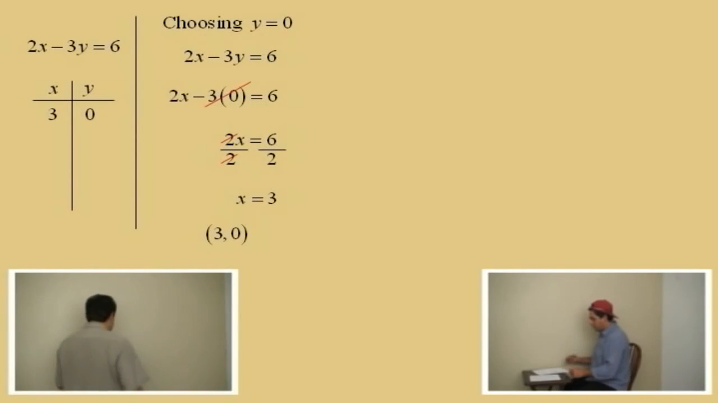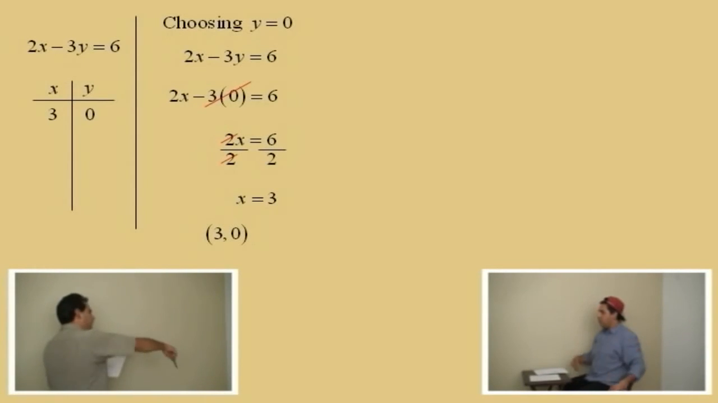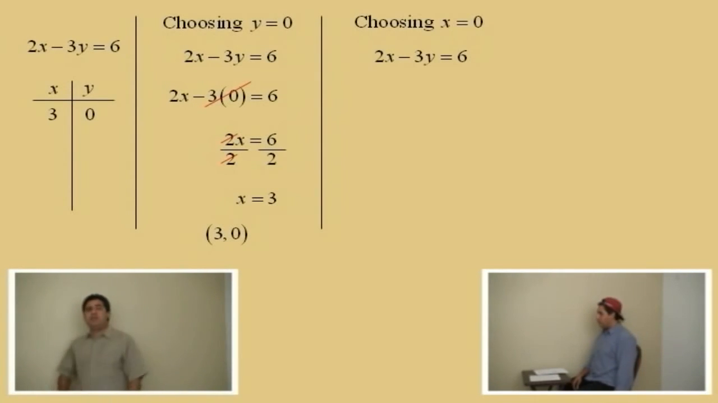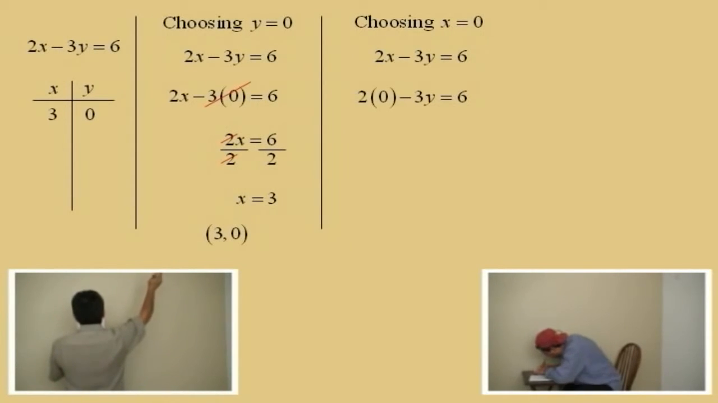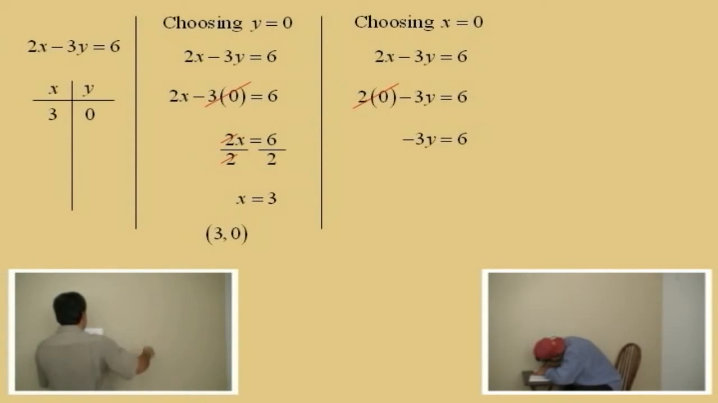Choose our x value for us. 0. x equals 0. That's a good choice. Hopefully we don't get any fractions, but we'll check it out. Okay, here we go. So there's our equation there. We'll plug in x equals 0. Okay, the 2 times 0 is 0, so that basically disappears. 0 subtract 3y is a negative 3y. Negative 3y equals 6, right, Charlie?